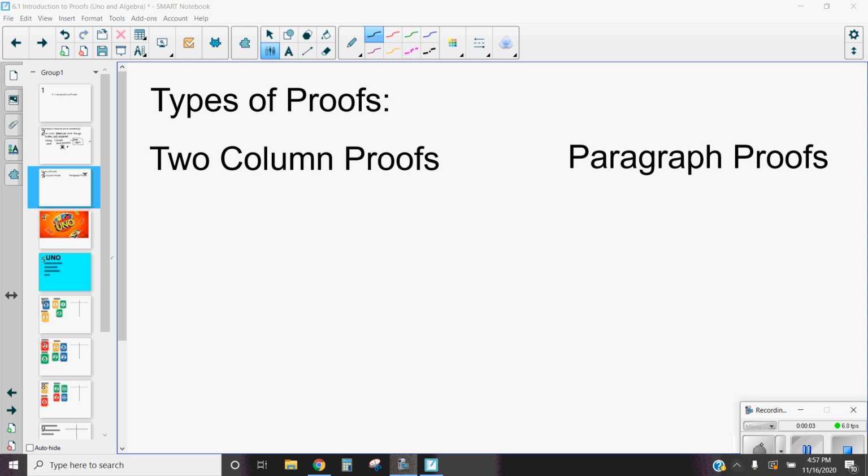Hi, this is Mrs. Kidman, and in this video, we're going to be talking about different types of proofs that we see in math. Now, there are lots of different types of proofs that we see, but we're going to talk about how we write them.